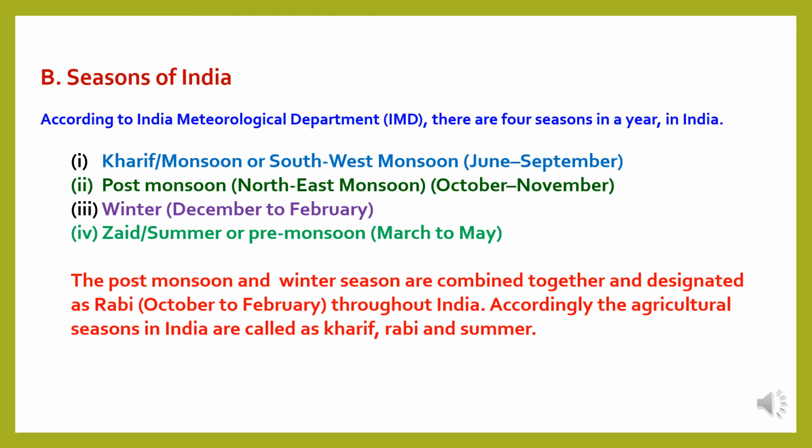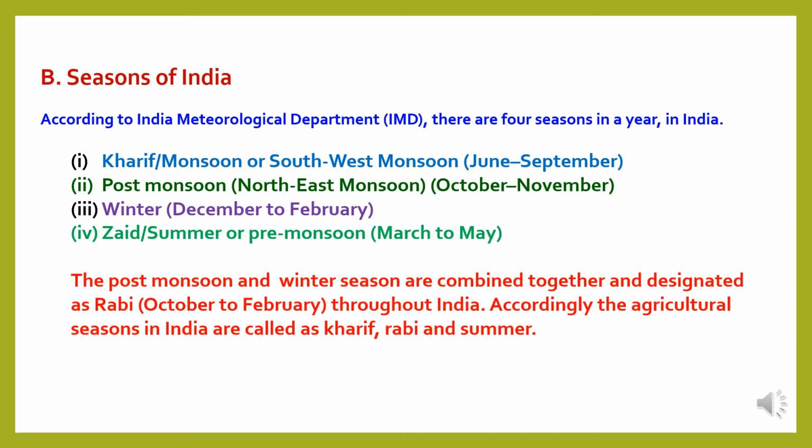Now a study about the seasons of India. According to the India Meteorological Department, IMD, there are 4 seasons in a year in India. First one is Kharif or monsoon season or southwest monsoon, which is from June to September. Second is the post-monsoon season. It is also known as the northeast monsoon, which is from October to November.